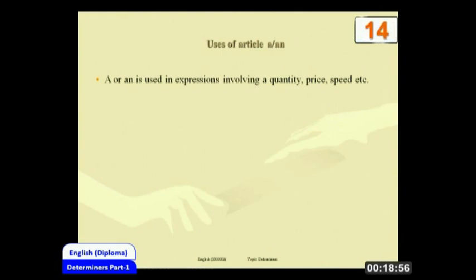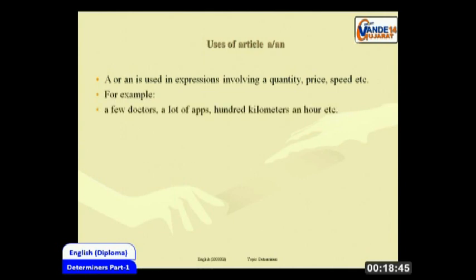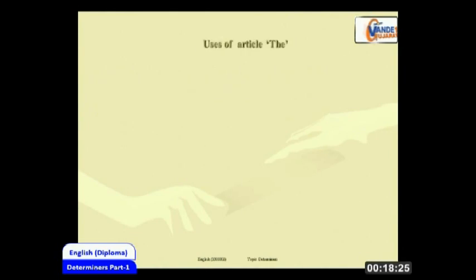Further uses of article a or an. A or an is used in expressions involving a quantity, price, speed, etc. For example, a few doctors. We often say a few doctors. We often say a lot of apps. A lot of apps are available. 100 kilometers an hour. So it shows the speed of a car or a bus. 100 kilometers an hour.